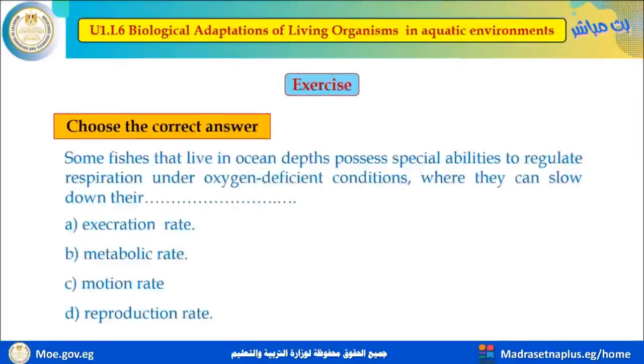Some fish that live in ocean depth possess special abilities to regulate respiration under oxygen deficient conditions, where they can slow down their excretion rate, metabolic rate, motion rate, reproduction rate. Yes, you are right, metabolic rate. Because as you know, the metabolic rate helps in consuming more oxygen. And in the conditions of lack of oxygen, we need to reduce the metabolic rate in your body to decrease the consumption of oxygen.